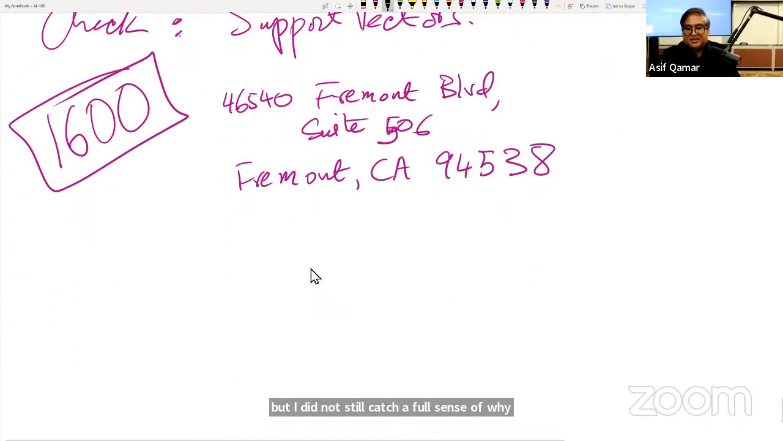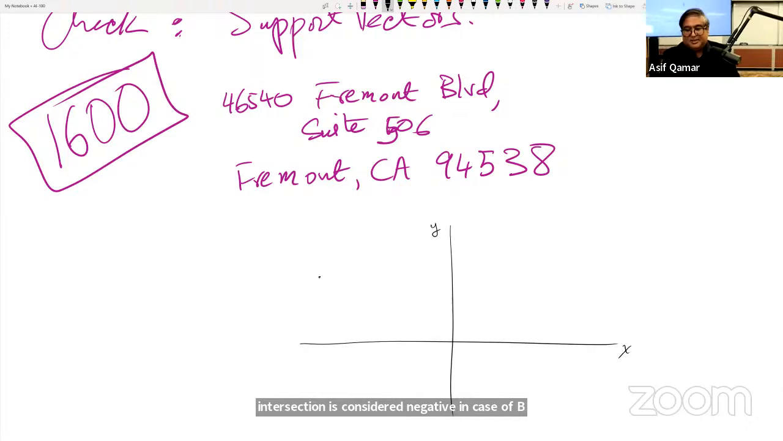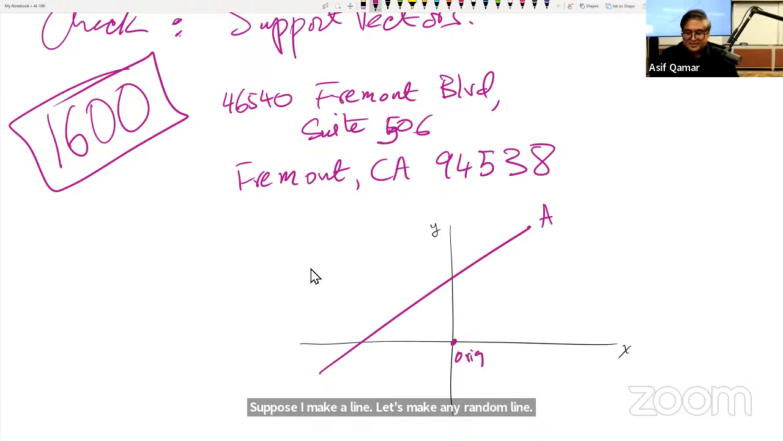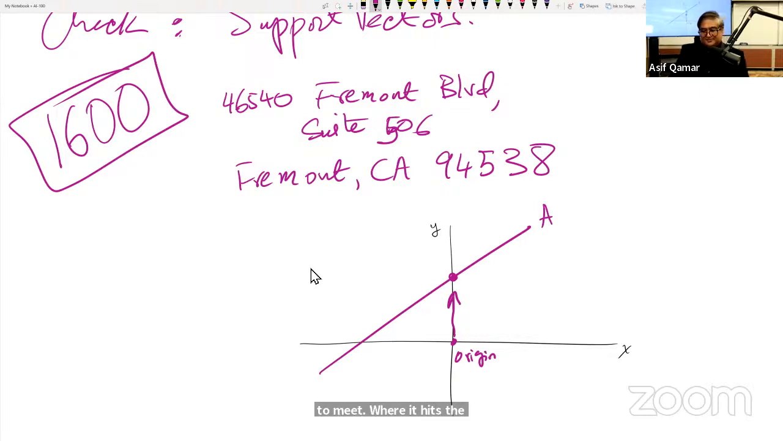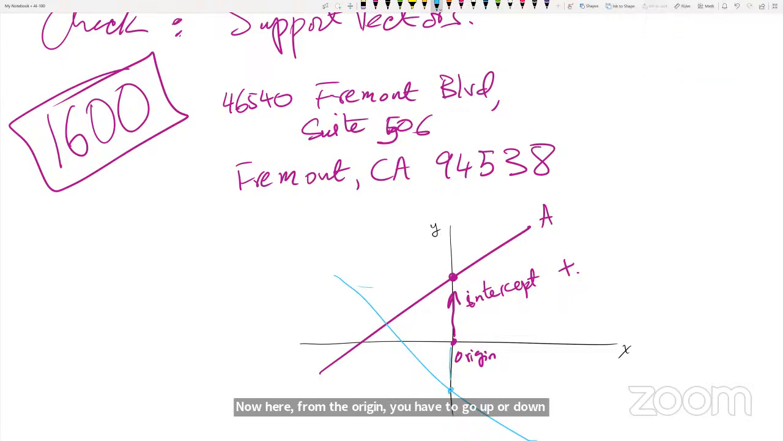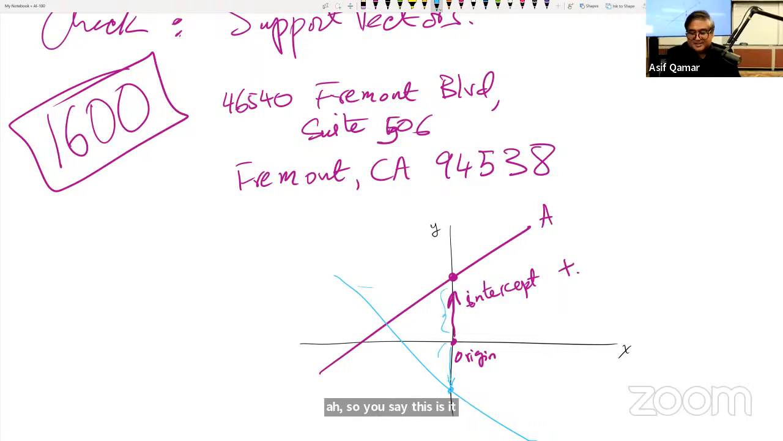Oh, it's very simple. Imagine that you have a line. You have this XY plane, right? Suppose I make any random line, let's say A. Now from the origin, do you have to go up or down? If you have to go up to meet where it hits the y-axis, you say the intercept is positive. If on the other hand, I make a line like this, from the origin, do you have to go up or down? Down. So you say the intercept is negative. These are called intercepts.